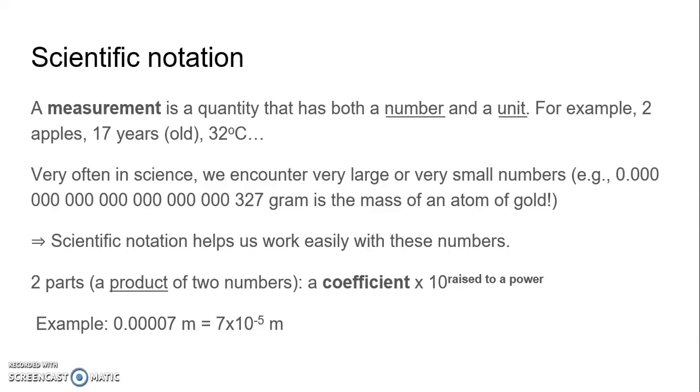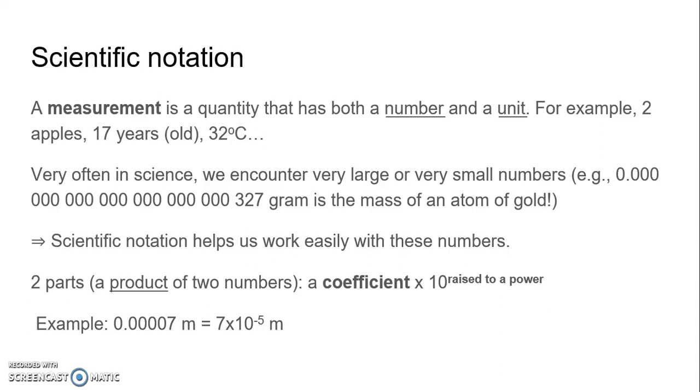Now, very often in chemistry and biology, physics, in science in general, we meet a lot of small and large numbers. Alright, so for example, the number on the screen is the mass of an atom of gold. Okay, so we are not going to use those large or very small numbers in our calculation. It's very inconvenient. So a better way to organize our numbers is by using scientific notation.